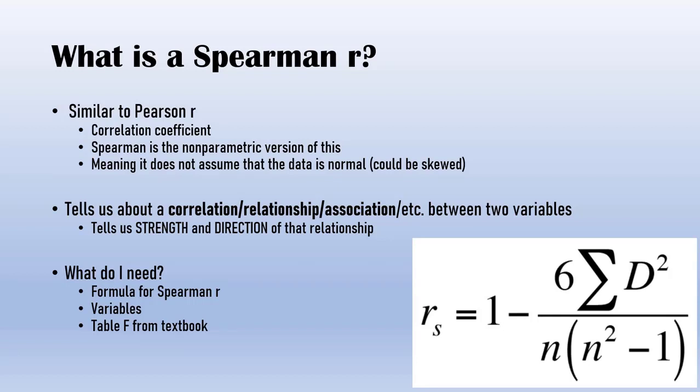We're also going to need our variables, and that's going to help us with writing what our results mean. And we are also going to need table F from the textbook, and that's going to tell us our critical values for when we're determining significance. If you don't have access to the textbook right now, that's no problem. I have an image that's going to pop up later of that table, so we can go ahead and use that if you don't have access to the textbook.